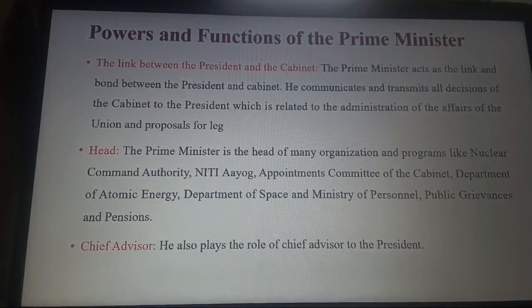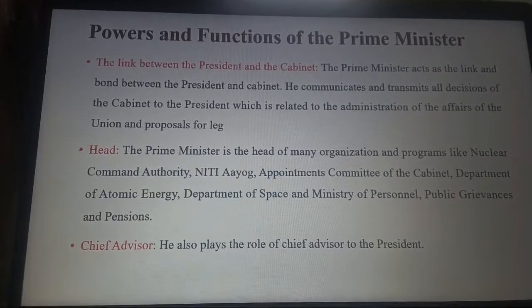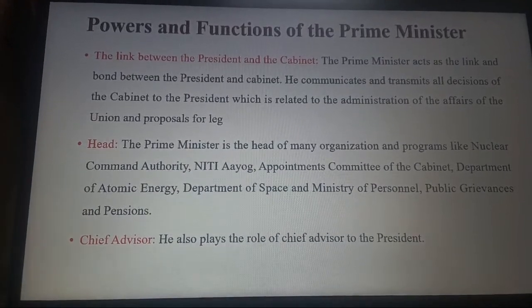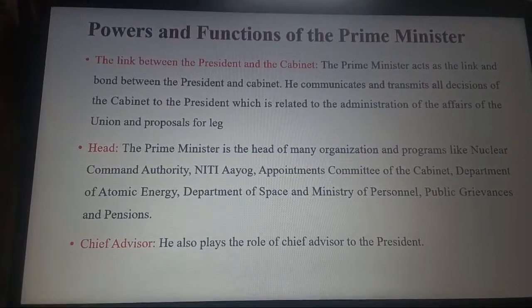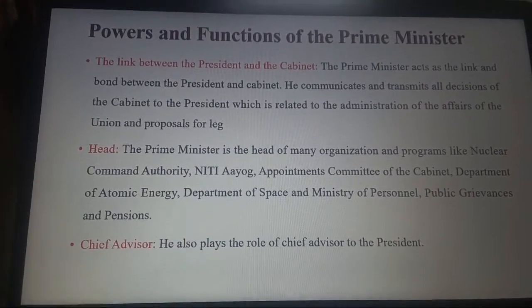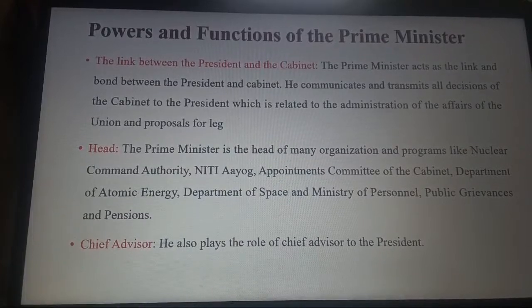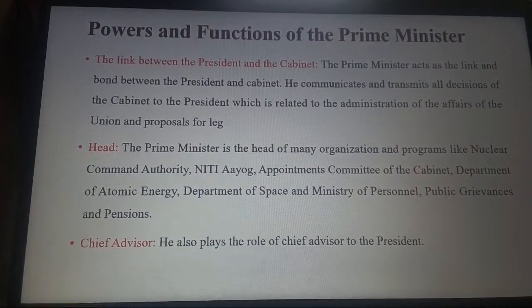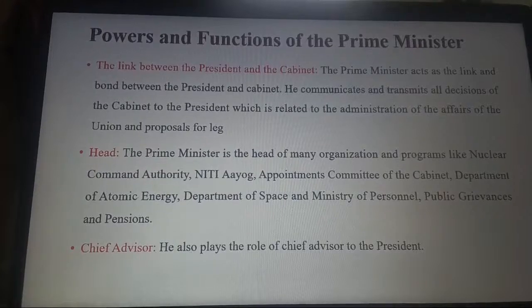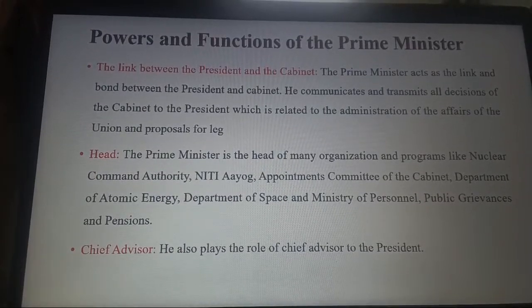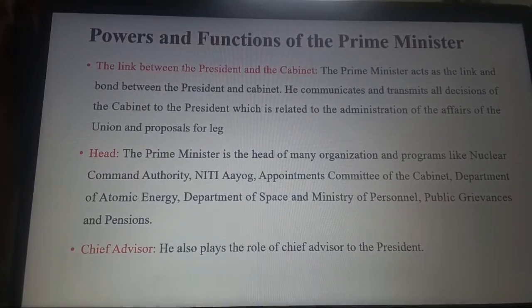The link between the president and the cabinet. The Prime Minister acts as the link and bond between the president and cabinet. He communicates and transmits all decisions of the cabinet to the president, which are related to the administration of the affairs of the union and proposals for legislation.